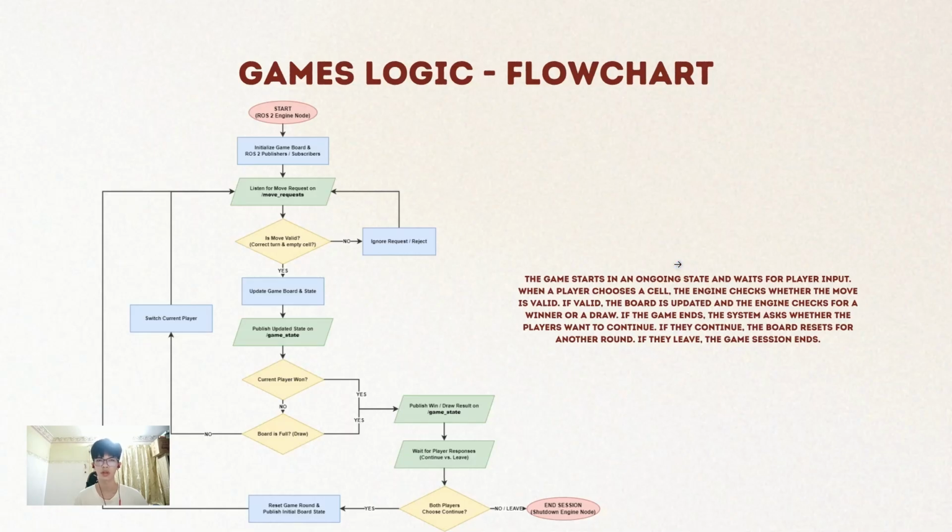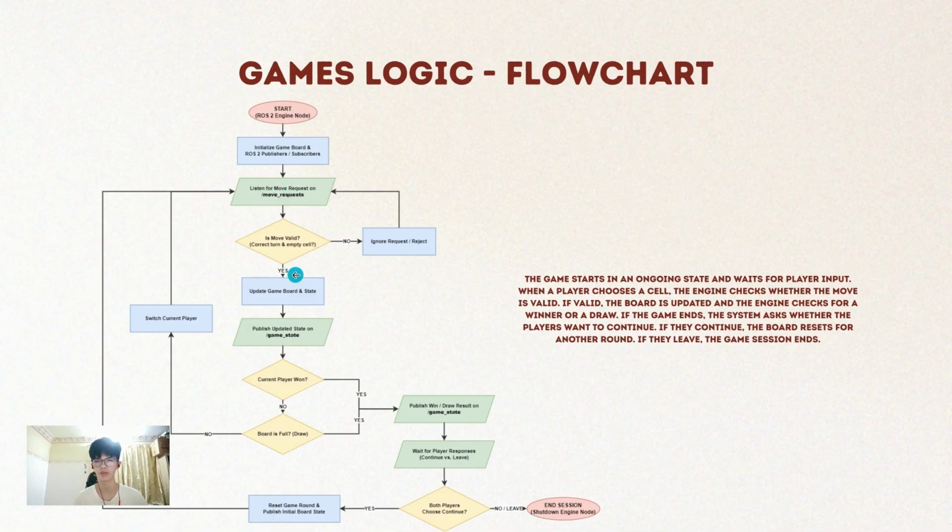Thank you, Kimchhun, and hello, teacher and everyone. I will explain our game logic. For our game logic, we start in an ongoing state and wait for player input. First, it will initialize the game board and ROS2. Afterward, it listens to the player move request, and then it will check whether the move is valid. If it is not valid, it will reject it and then take the same player's request again.